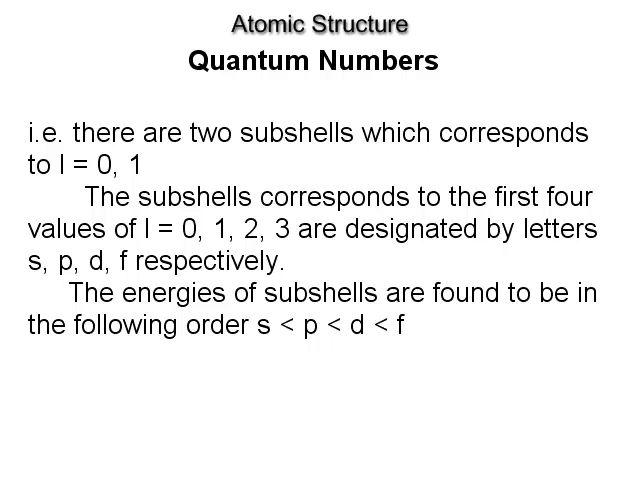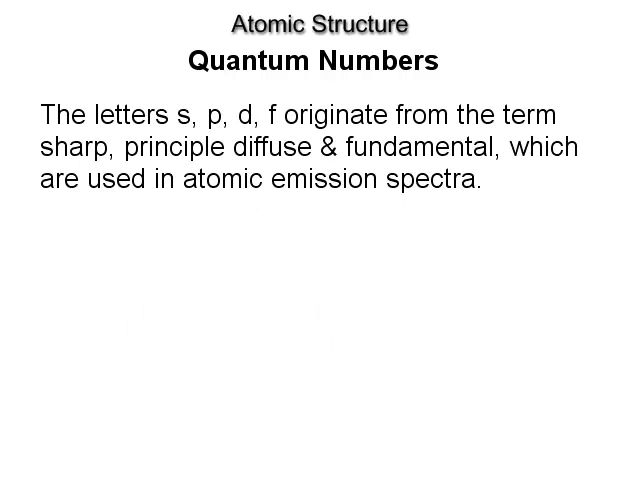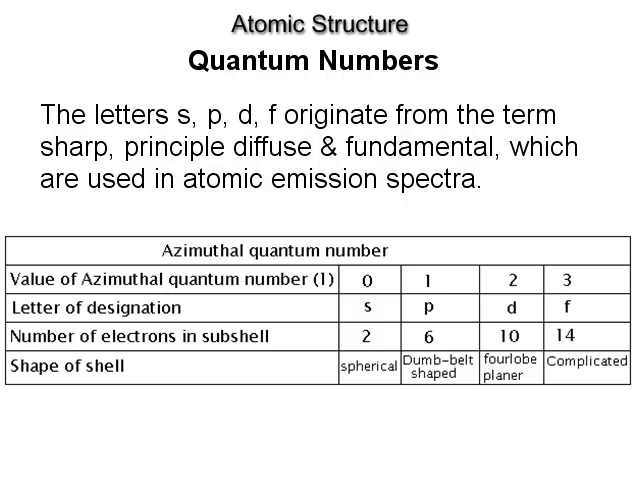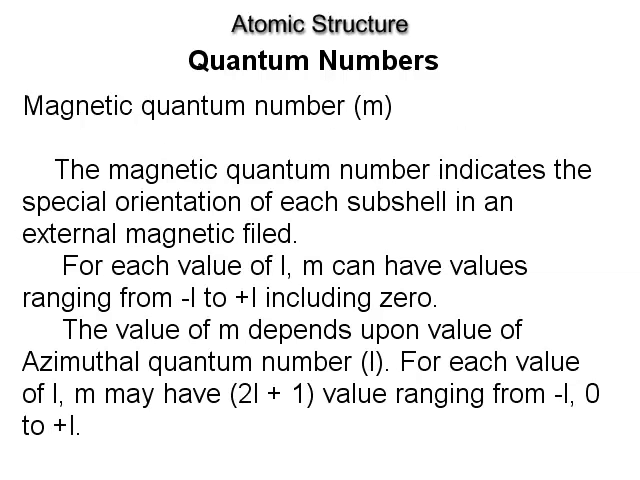The energies of subshells are found to be in the following order: f > d > p > s. The letters s, p, d and f originate from the terms sharp, principal, diffuse and fundamental, which are used in the atomic emission spectra. Magnetic quantum number, m.